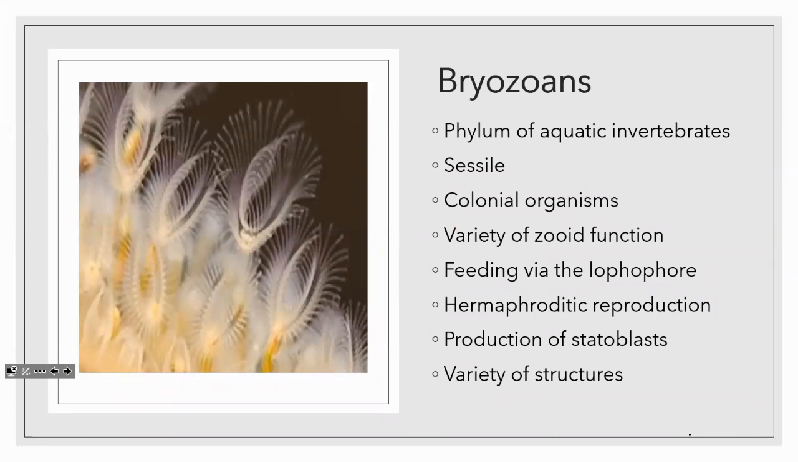So the first organism that we're going to talk about are bryozoans. Bryozoans are a phylum of aquatic invertebrates. They're sessile organisms, which means that they primarily attach themselves to the underside of rocks and floating vegetation, as well as vegetation that is suspended in the water column. They're very interesting organisms. Before I got involved in the research project that really sparked my interest in this organism, I really had no idea that they even existed.